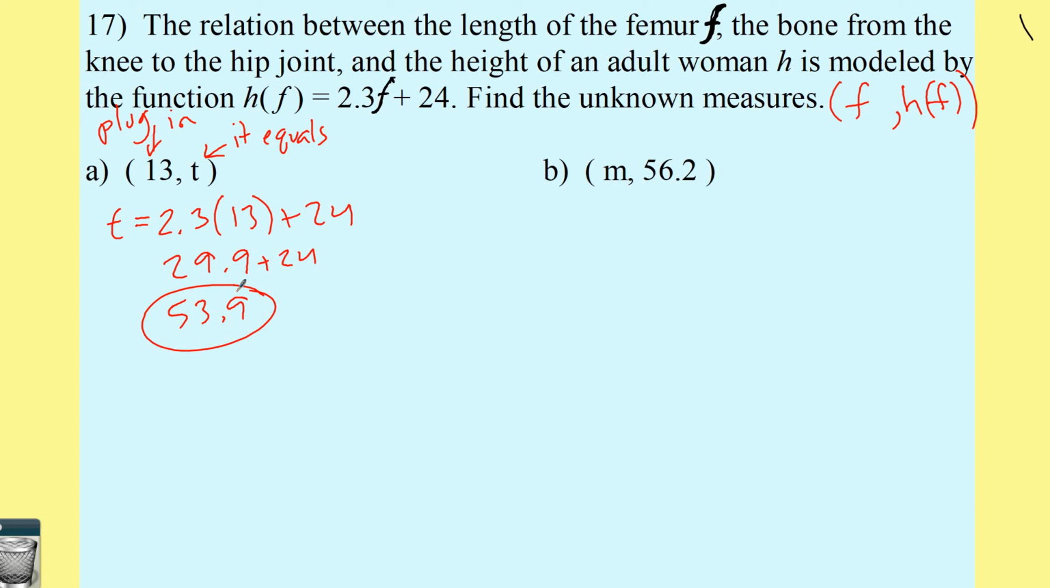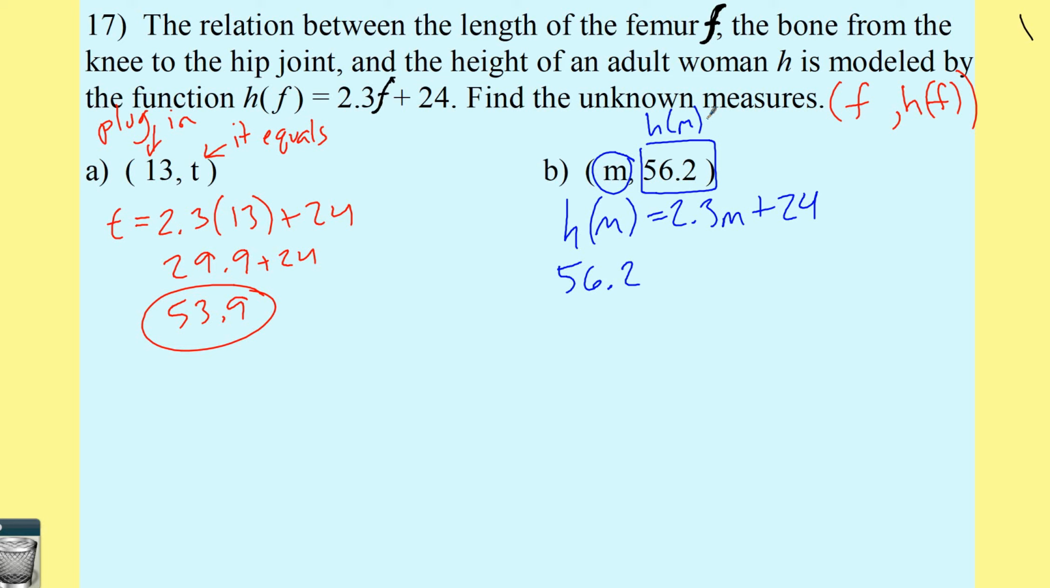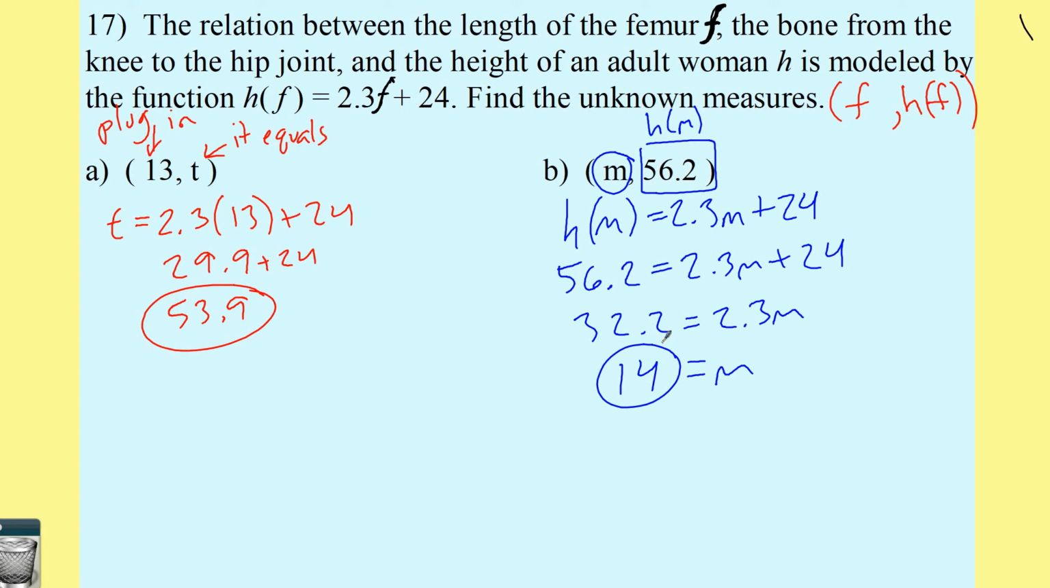Now for B, this is where it gets interesting. Remember, the plug-in part is this part. So I'm plugging in m. So h of m is just 2.3 m plus 24. And this is what it equals. So 56.2 is the better way of saying h of m. So we do 56.2 minus 24. We get 32.2, and then we can divide by 2.3. And here we get 14. All right, that's it for 2.1.